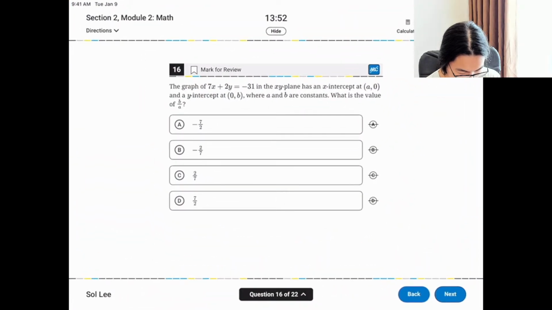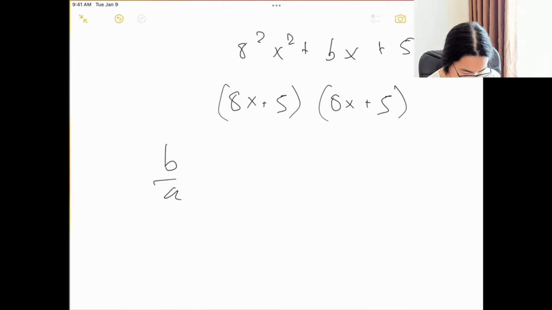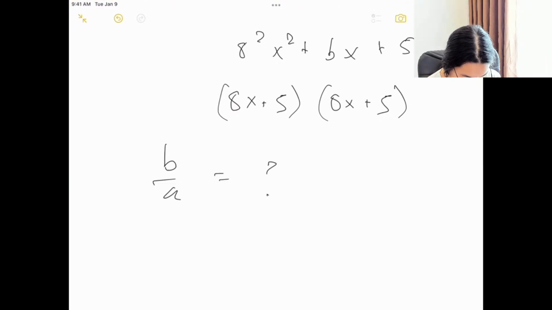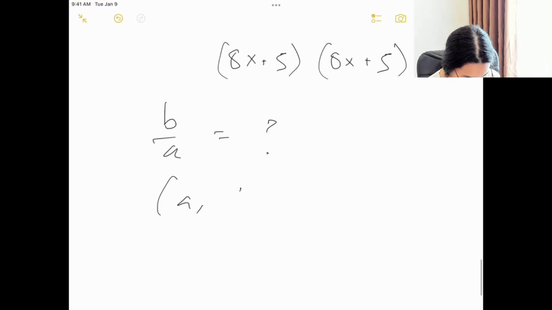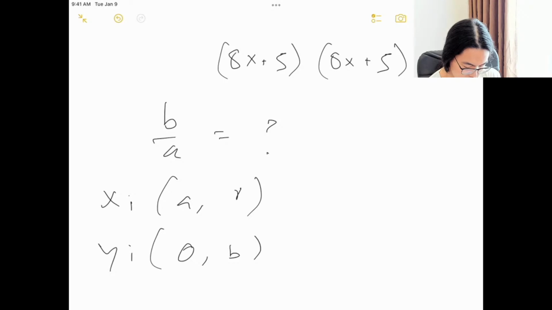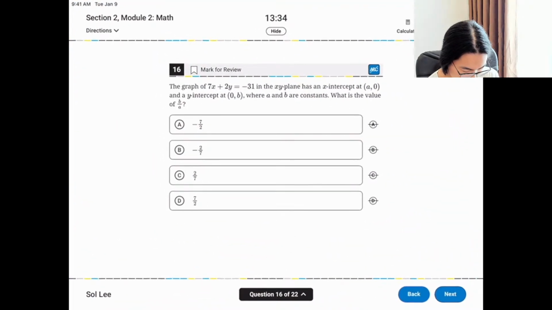But we have an (a, 0) and a (0, b). This is our x-intercept and y-intercept. Okay.